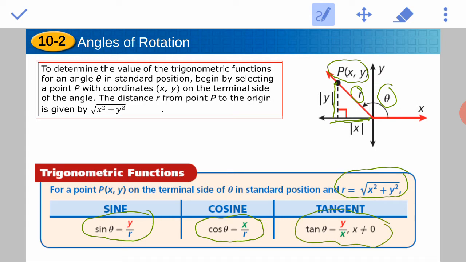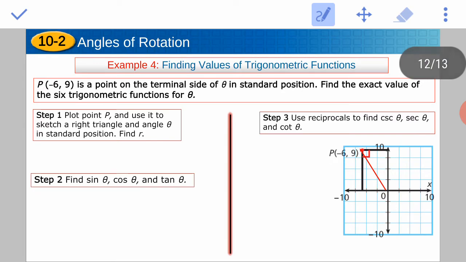If you need the other three trigonometric ratios, you can just find the reciprocal of each one of them in order to get the cosecant, the secant, and the cotangent ratio.